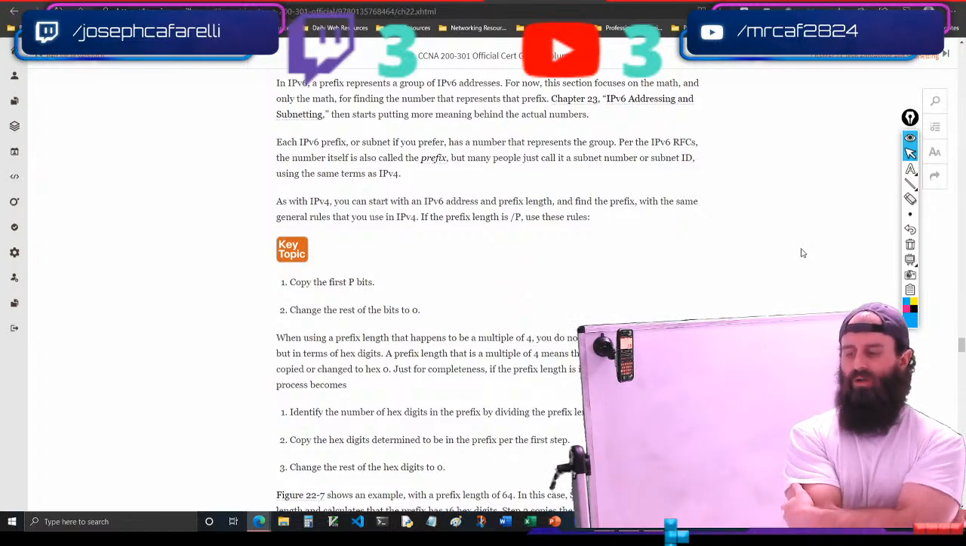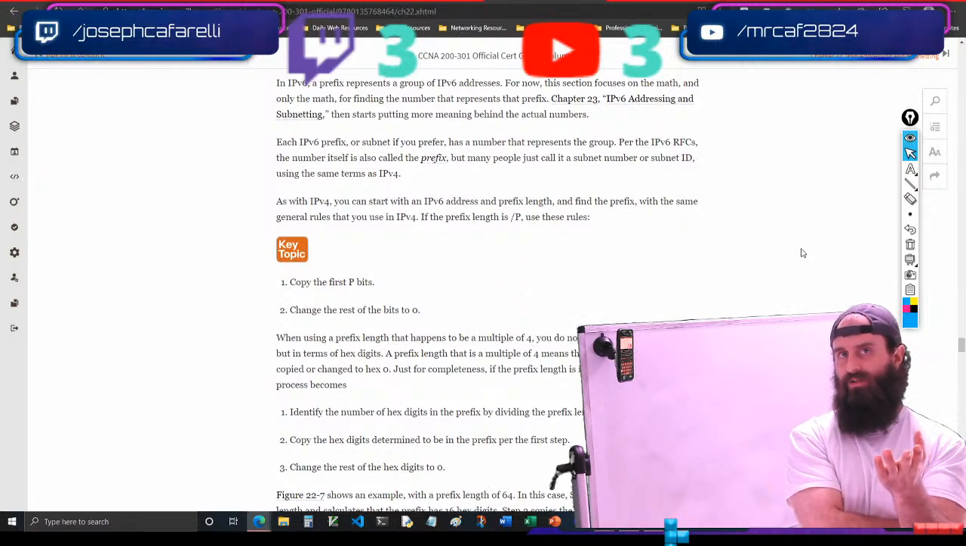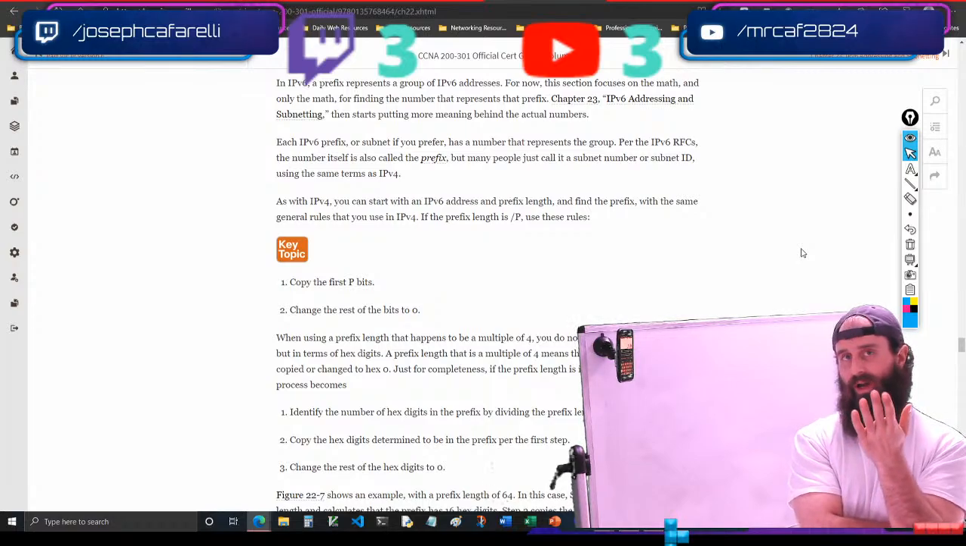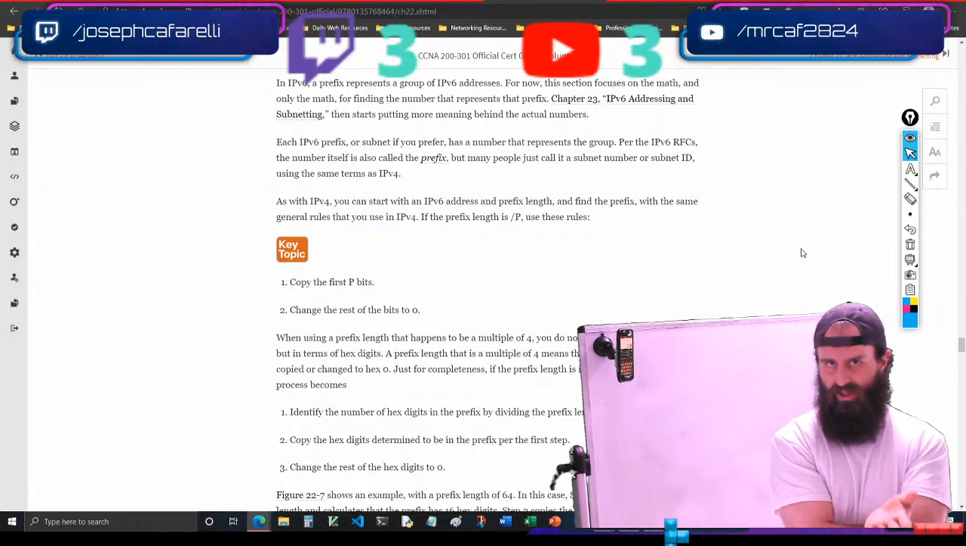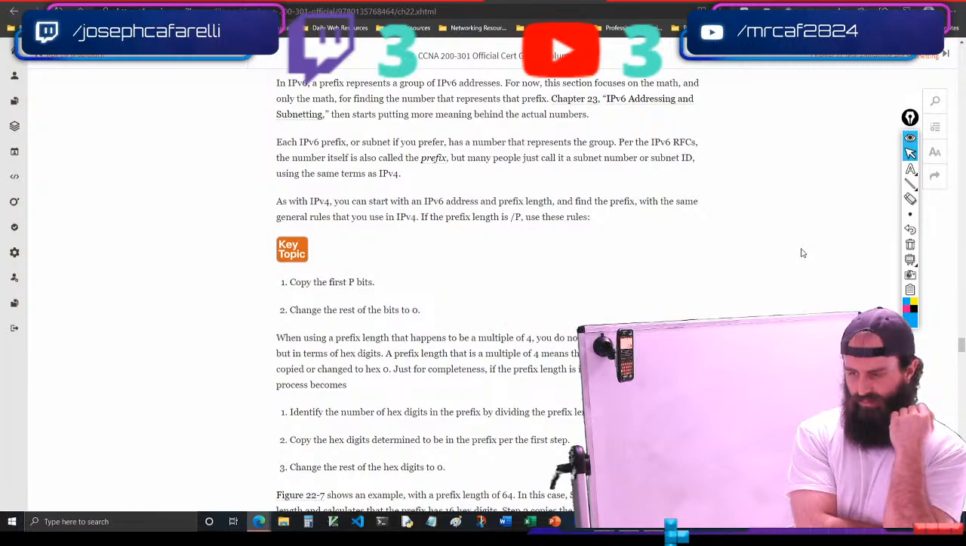Copy the first P bits, so the first whatever bits, P being whatever your prefix length is. Change the rest of the bits to 0.